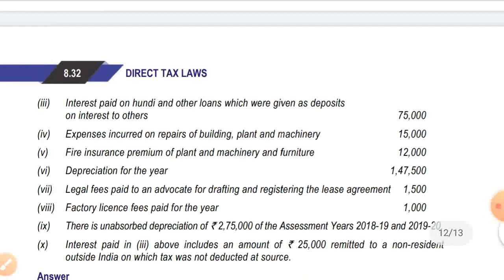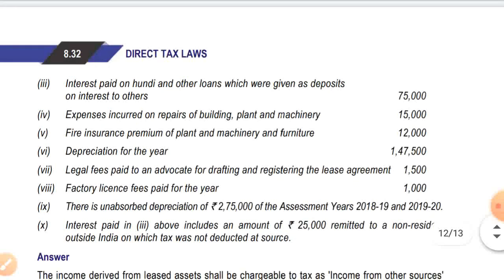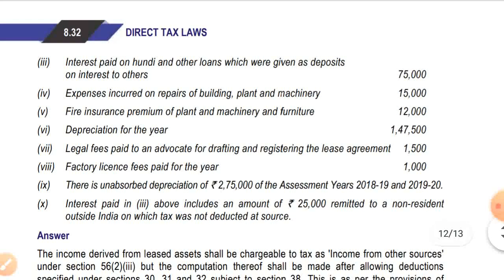Expense incurred on repairs of building, plant and machinery is 15,000. Fire insurance premium of plant and machinery and furniture is 12,000. Depreciation for the year is 1,47,500. Legal fees paid to an advocate for drafting and registering the lease agreement is 1,500. Factory license fees paid for the year is 1,000. There is unabsorbed depreciation of rupees 2,75,000 of the assessment years 18-19 and 19-20.